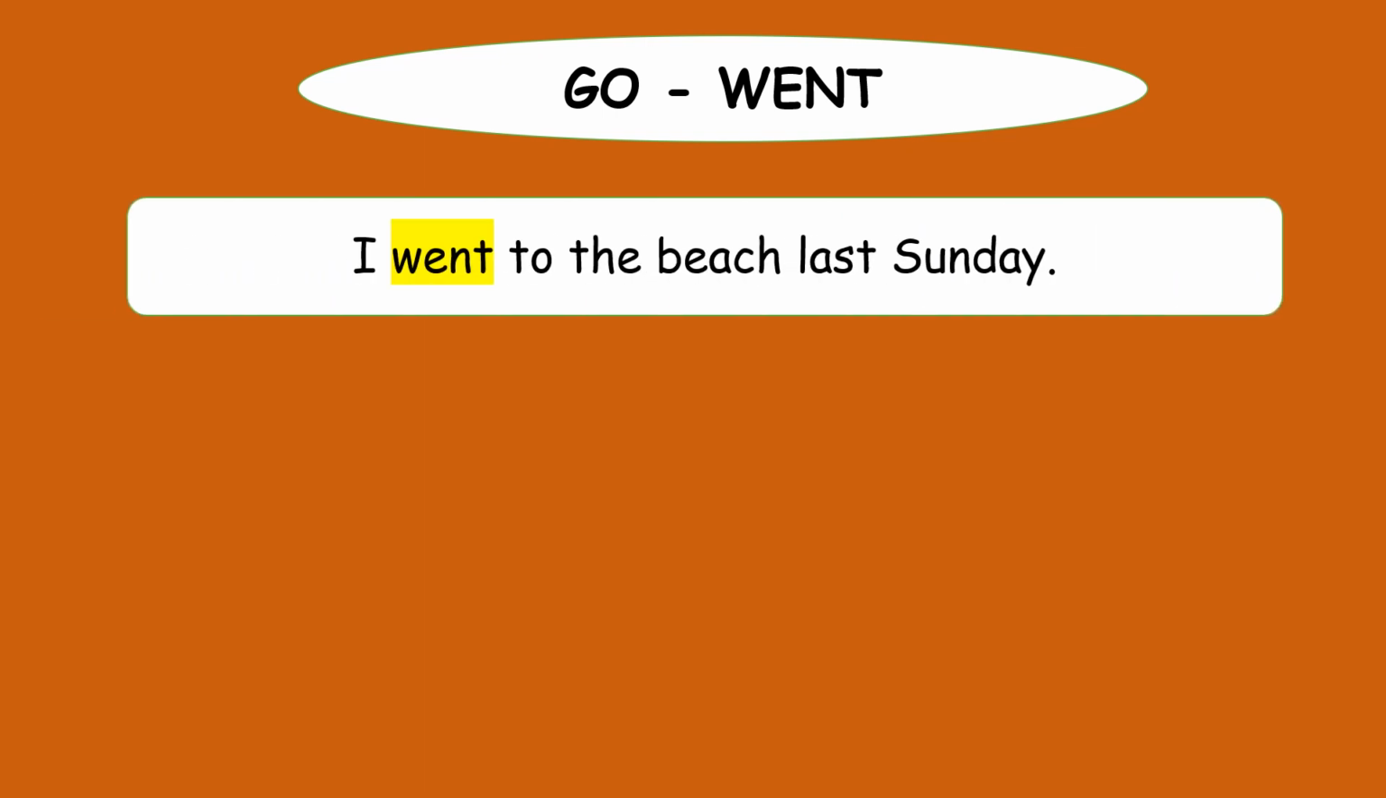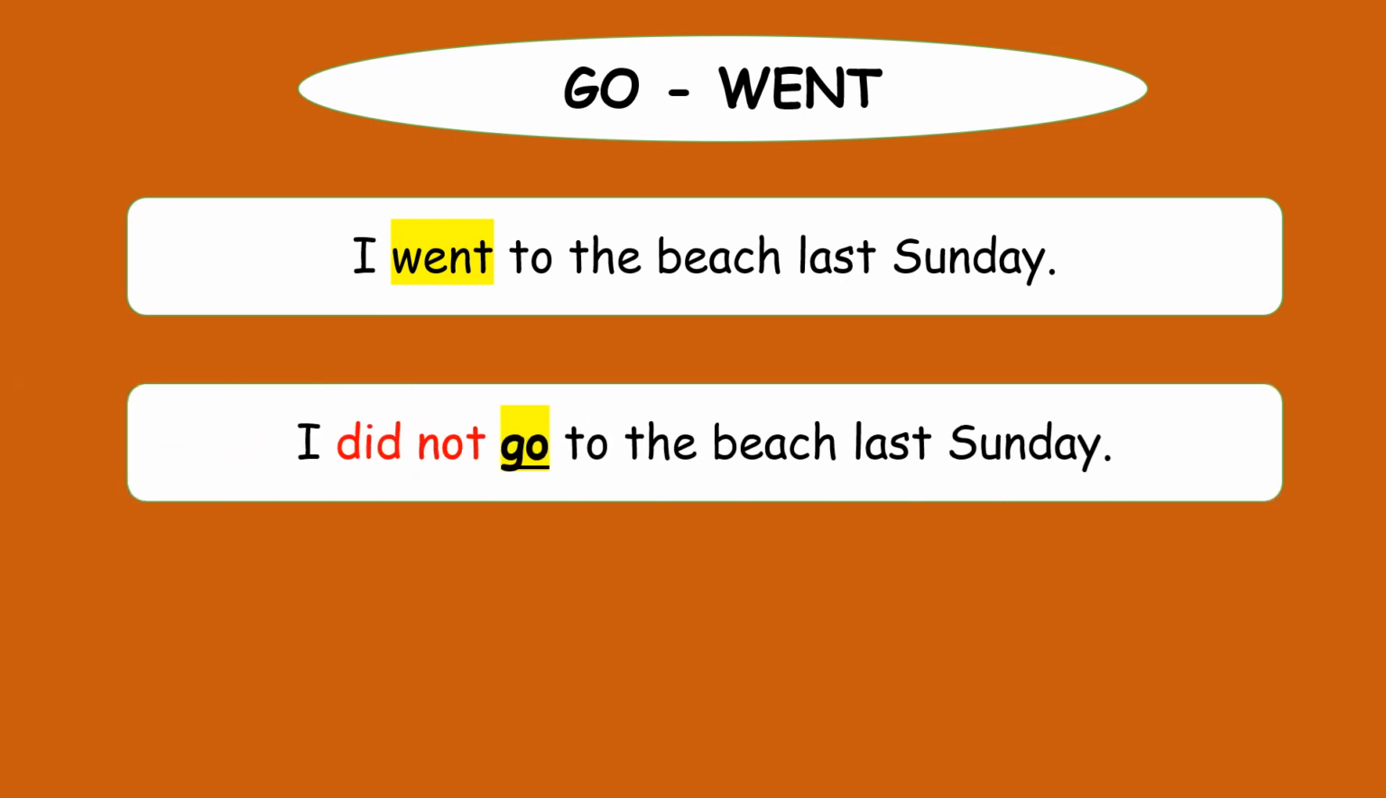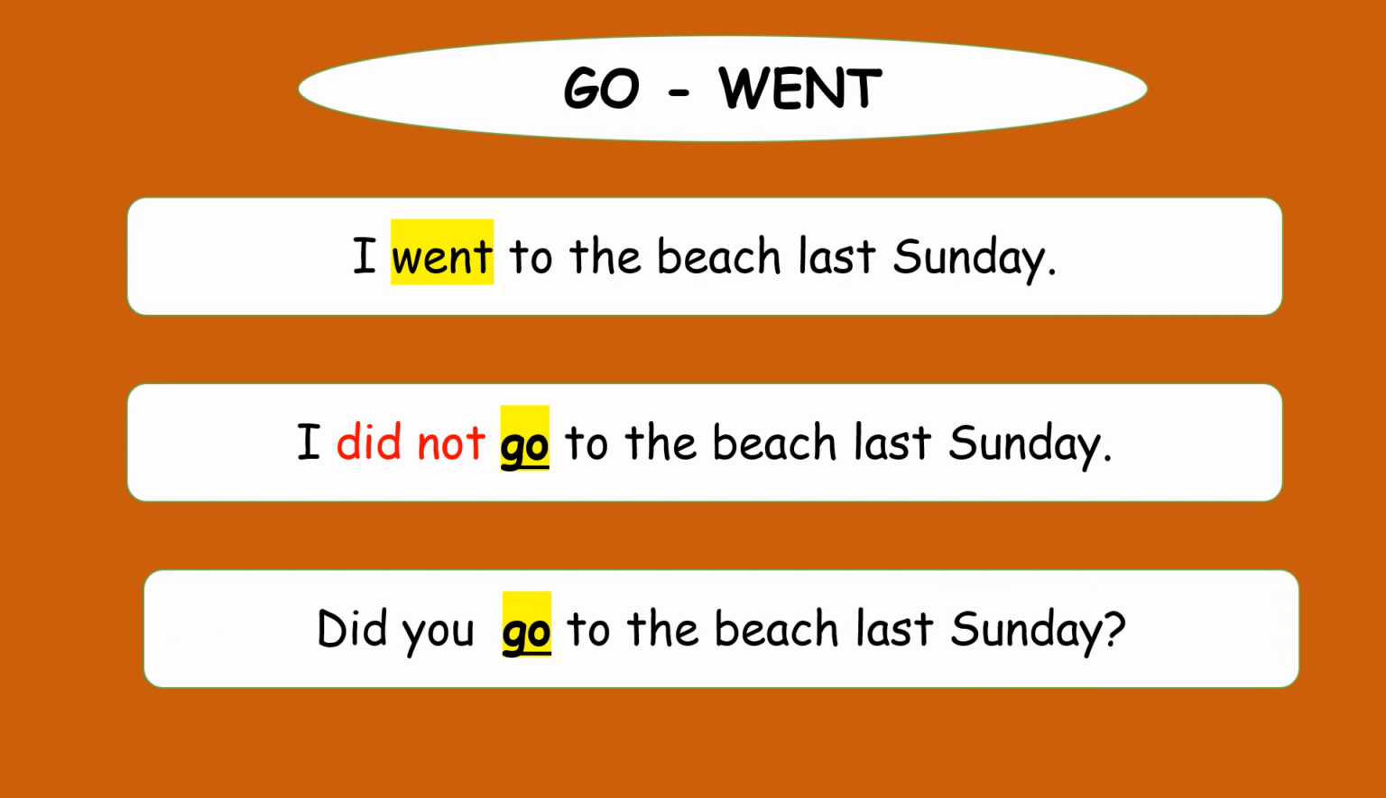Let us use the verb go and went in forming positive sentence, negative sentence, and a question. Positive sentence: I went to the beach last Sunday. So we use the past tense of the verb go, which is went. For negative sentence: I did not go to the beach last Sunday. If we use did not or didn't, we have to go back to the original form of the verb. Question: Did you go to the beach last Sunday? Since this is a question, you have to go back to the original form of the verb.